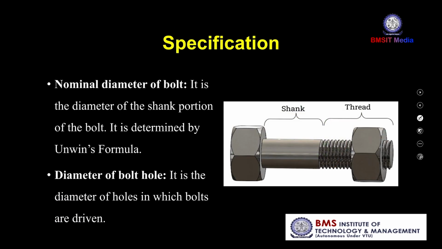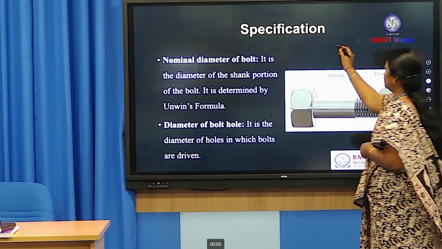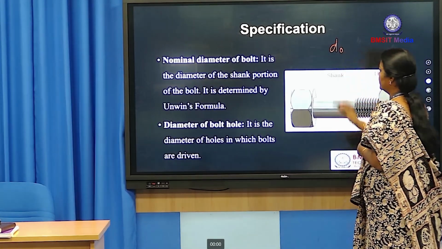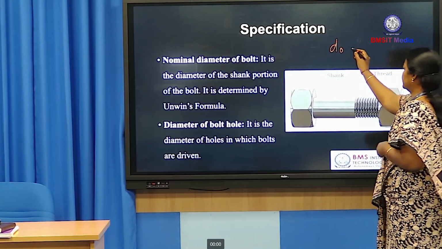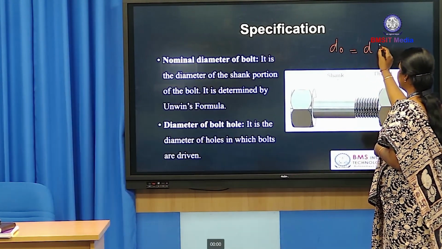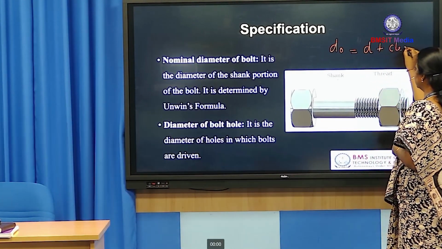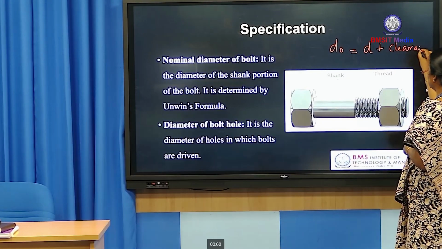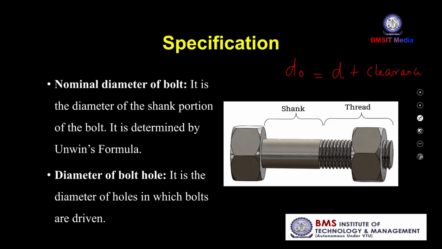So, nominal diameter. What is the nominal diameter of the bolt? Always we have to take the shank diameter as the nominal diameter of the bolt. The diameter of the bolt hole is also very important. We can calculate D naught, that is, diameter of bolt hole equals nominal diameter plus some clearance. This clearance value is available in IS 800-2007.